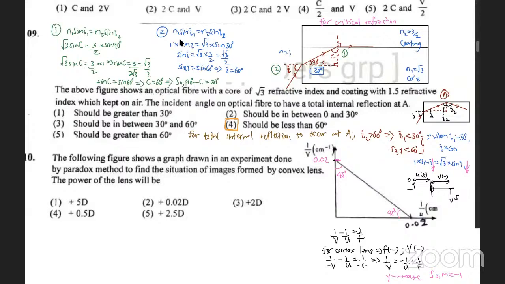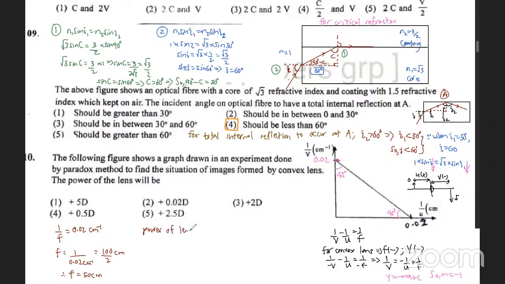So people, the intercept of the graph is 1 over f. So 1 over f is equal to 0.02 per centimeter. So f is equal to 1 over 0.02 per centimeter, that is equal to 100 over 2 centimeter. So f is equal to 50 centimeter. Okay, right. And we know power of lens has an equation.